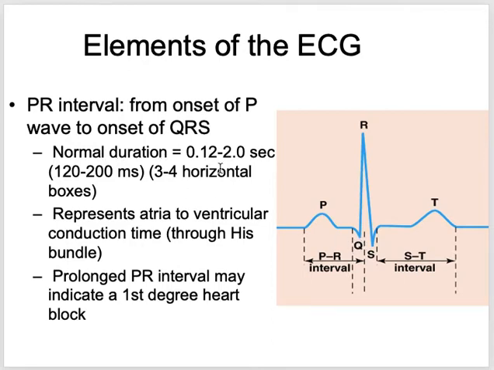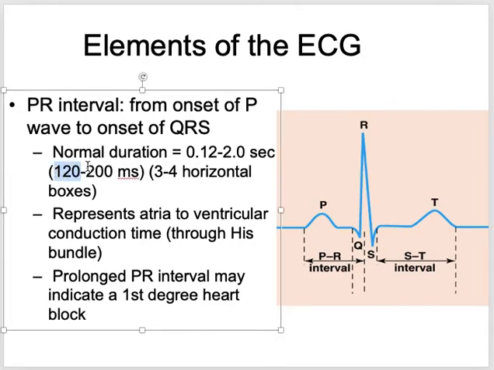So the normal duration of the PR interval is 0.12 to 0.2 seconds, or 120 to 200 milliseconds, right? So 120 milliseconds is how many small squares? 3. 200 milliseconds is how many small squares? 4. So normally the PR interval should be between 3 to 4 boxes, right? Why am I stressing this? Because sometimes the PR interval is increased, for example in heart blocks. Simply, we count the small squares between the start of the P wave and the start of the QRS complex, right? We call it the PR interval.